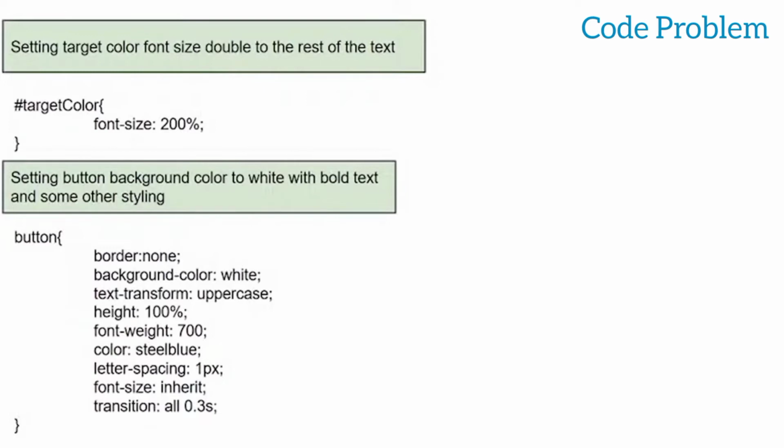Now the target color, you won't be able to see it, but we are just increasing the font size, because once we click on this, the font size will increase. Now setting up the button background to white with bold text and some other styling. So the styling that we do on the button is that the border is none.